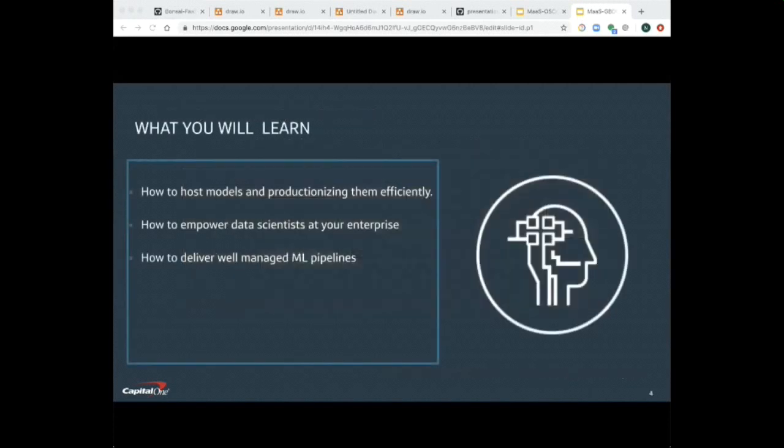So that is what we're going to cover. I'm not going to give up too much information from our talk, but there are some key things. What are you going to learn if you come to our talk? At a very high level: how to host models and productionize them efficiently, how to automate this, what kind of architecture supports this, and how we are leveraging open source technologies.